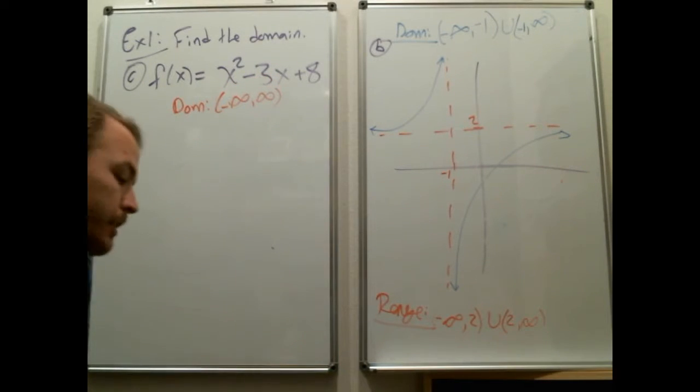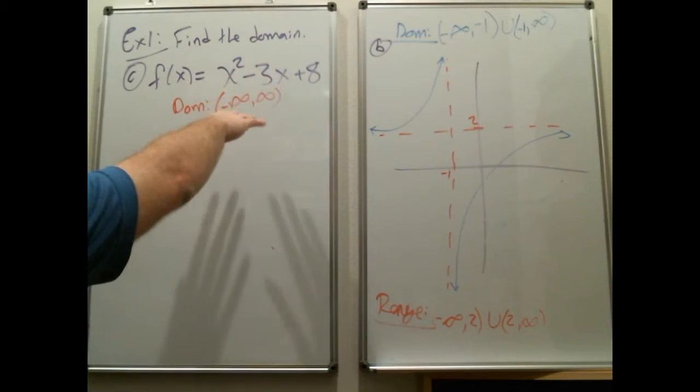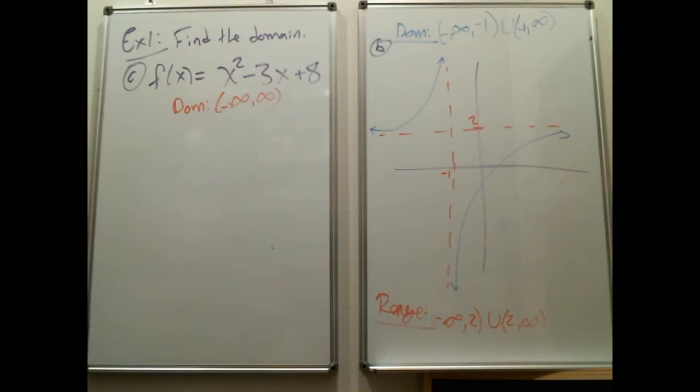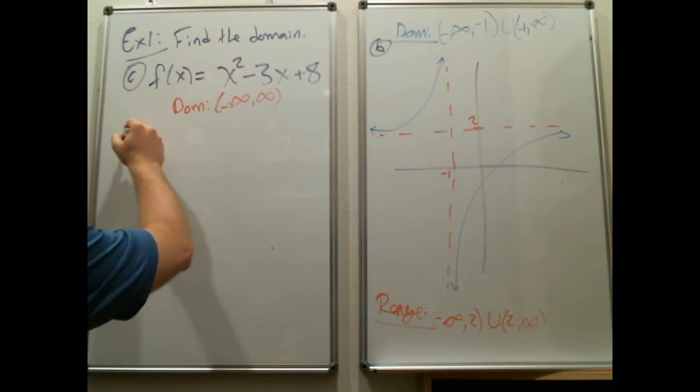As long as we have integer numbers, there's no square roots, there's no fractions, we're always going to have all real numbers. Alright, what about part D?